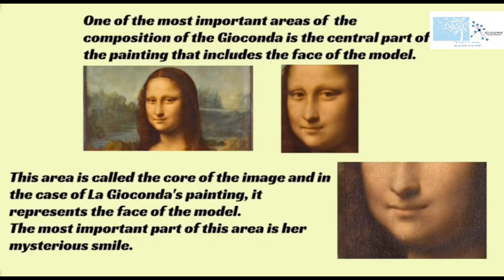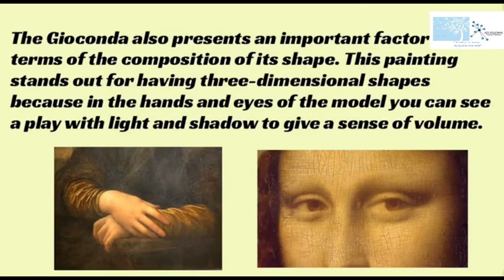This area is called the core of the image, and in the case of La Gioconda's painting, it represents the face of the model. The most important part of this area is her mysterious smile. The Gioconda also presents an important factor in terms of the composition of its shape. This painting stands out for having three-dimensional shapes because in the hands and eyes of the model you can see a play with light and shadow to give a sense of volume.